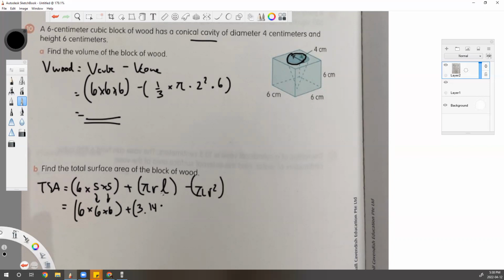Where's the radius of the circle, Stacey? Is it 2? 2. Nice. What is the L? L is not achieved yet. What you need to do is try to make the triangle like this. So let's say this is the cone, and then this will be 2, right? This is 2, and this is 6. So you need to find the L. Is it plus or minus, Stacey?